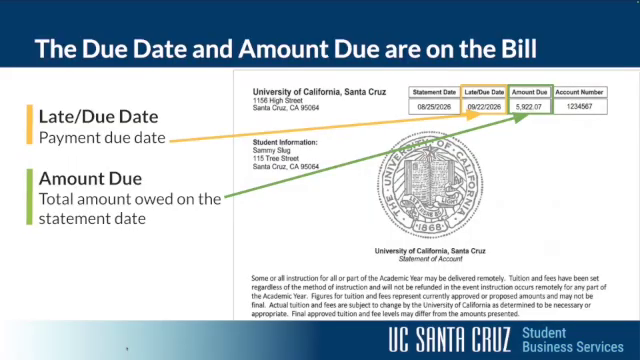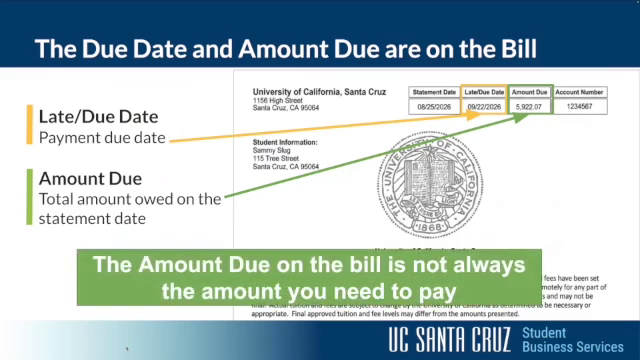The due date and amount due are at the top of every bill. The payment due date shown here as the late due date is the date the payment is due on your account. The amount due is the balance on your account on the day your bill was created. But the amount due on the bill is not always the amount you need to pay.